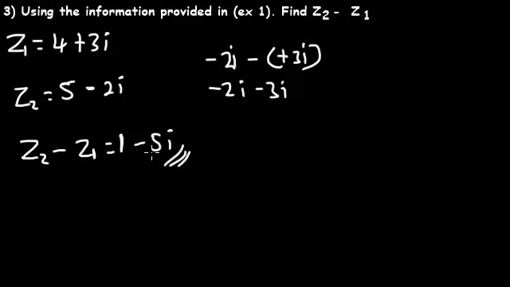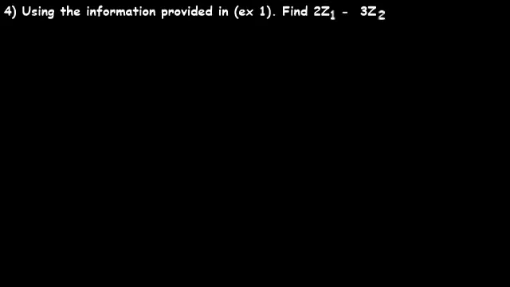By now you should have been following the logic and the process of adding and subtracting complex numbers in rectangular form. It's kind of straightforward. There's no issue. On to example number 4. Using the information provided in example 1, find 2z1 minus 3z2.